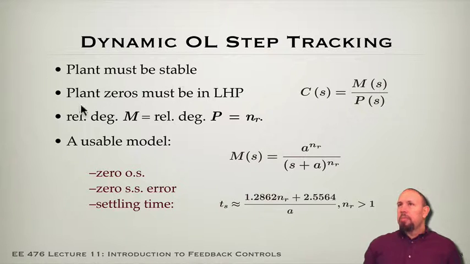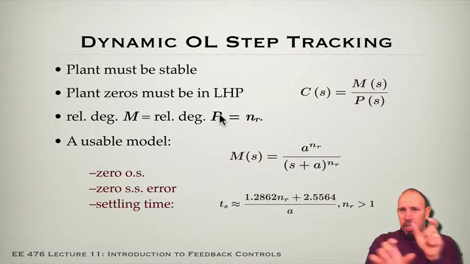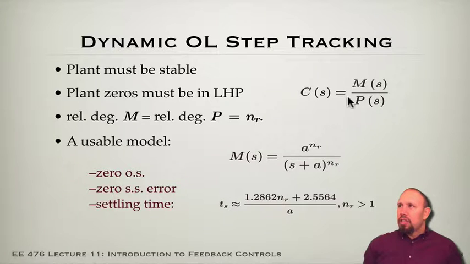Again, the plant must be stable. The plant zeros must be in the left half plane. The relative degree of the model must be equal to the relative degree of the plant. The relative degree of a transfer function is the order of the denominator minus the order of the numerator. So that's the relative degree. And here is a usable model: some constant a to the power nr, where nr is the relative degree of the plant, divided by (s plus a) to the power nr, where a is some constant.